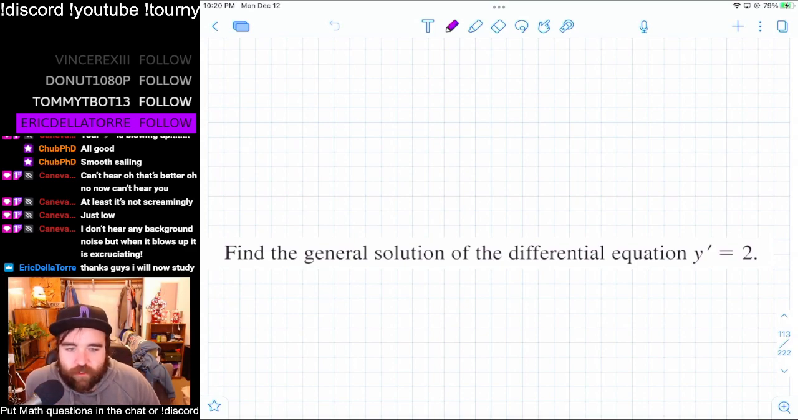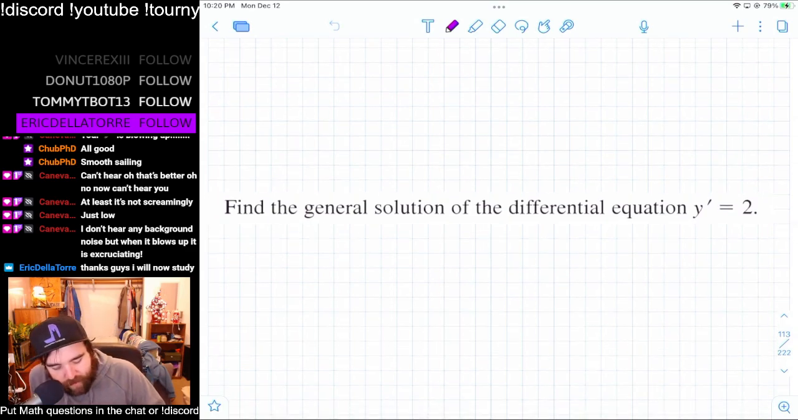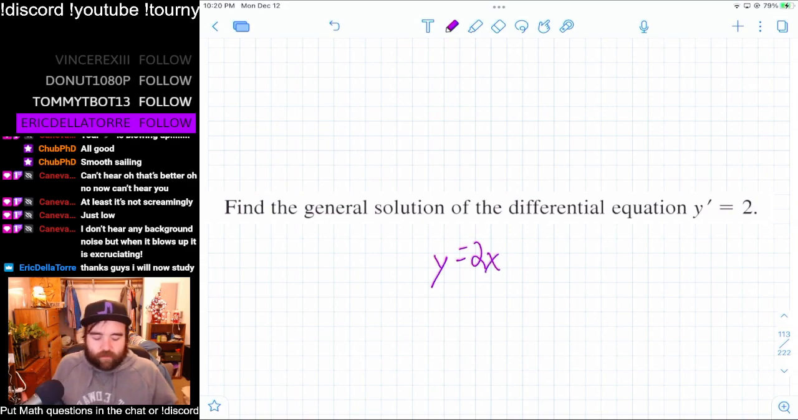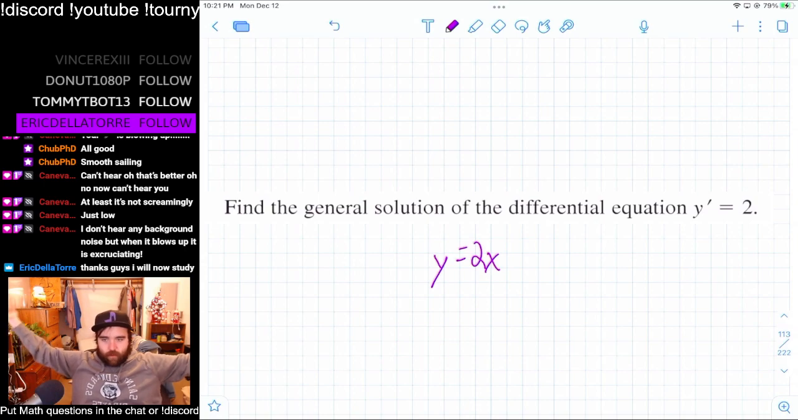Find the general solution of the differential equation. So they're saying that this is the derivative. See how they say y prime equals 2. The derivative is 2. So they're asking what equation has that derivative. And well, there's not even necessarily a strategy to that. You just kind of think about it. What equation is going to have that derivative? It's going to be y equals 2x, right? Because when you take the derivative of that, the x just goes away. And so it's just 2. So that's the general solution of the differential equation.